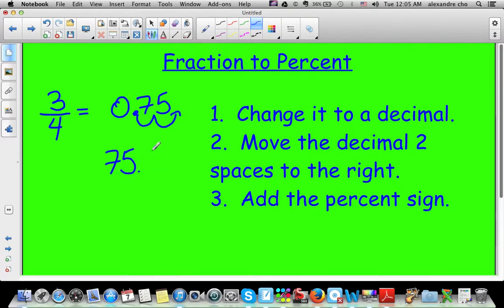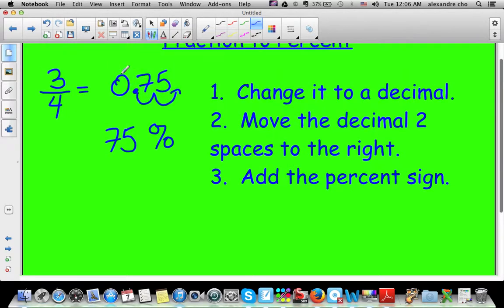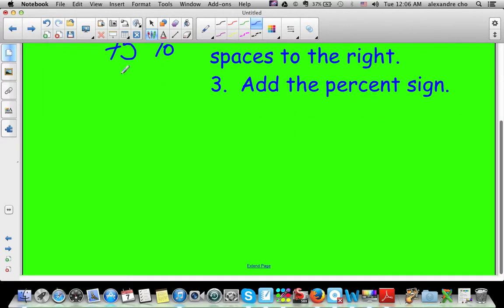Here's my decimal. And then add the percent sign. And we don't need this, so I'm going to erase that decimal spot right there. Okay, so that's basically what it is. You got to change the fraction to a decimal by dividing numerator by denominator, and then once you have it as a decimal, you change it by moving the decimal 2 spaces to the right and adding the percent sign. Okay, so I still want you to do a couple ones. So let's try.